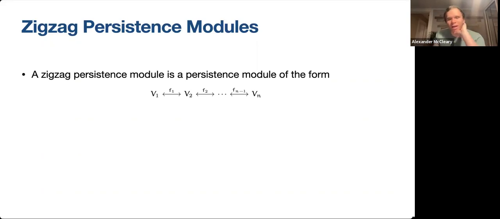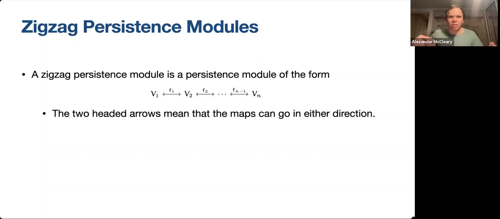Okay, so a zigzag persistence module is just a persistence module of this form where these two-headed arrows are not saying that we have maps in both directions between, say, V1 and V2. This is saying that we have a map in either direction. Pick one, but not both, right? We don't want maps going both ways. So this map F1 could either be going from V1 to V2, or it could be going from V2 to V1, but not both.